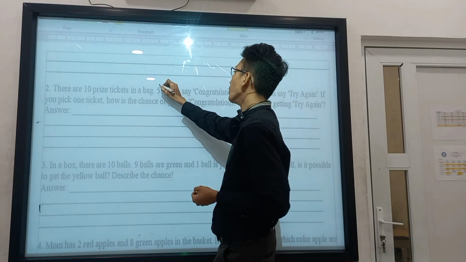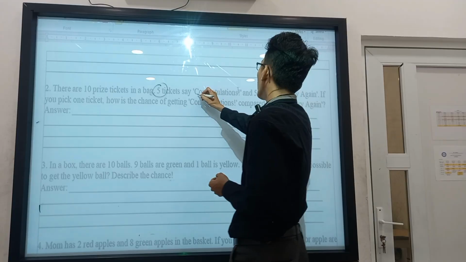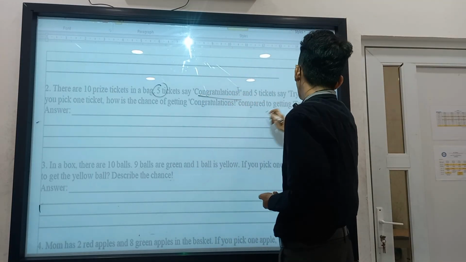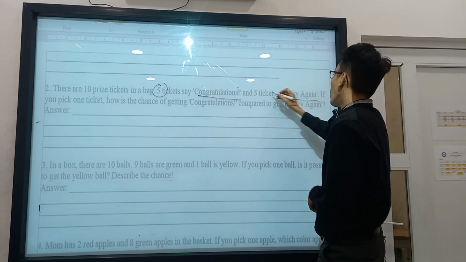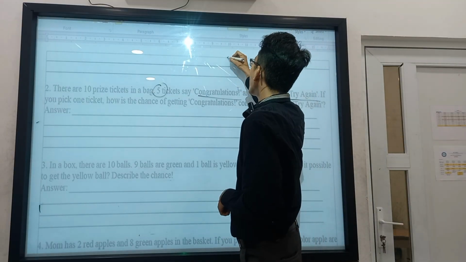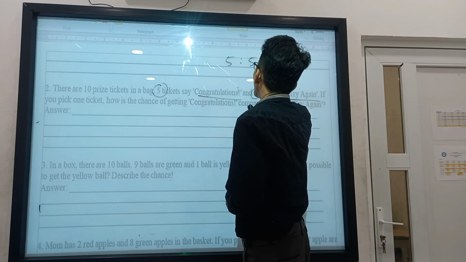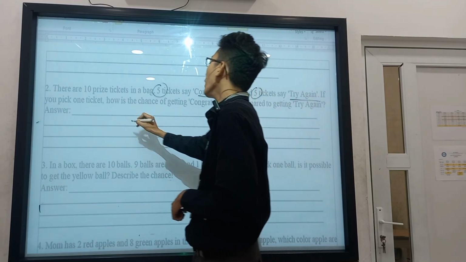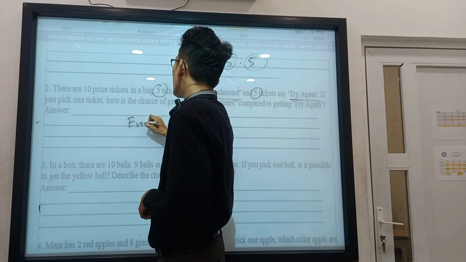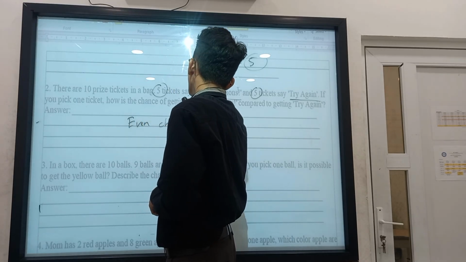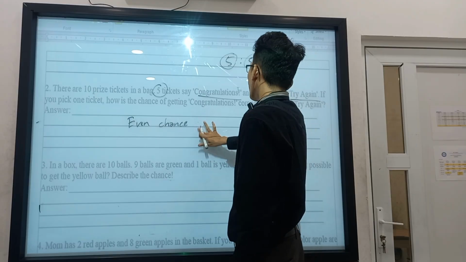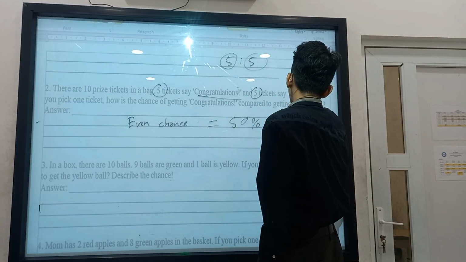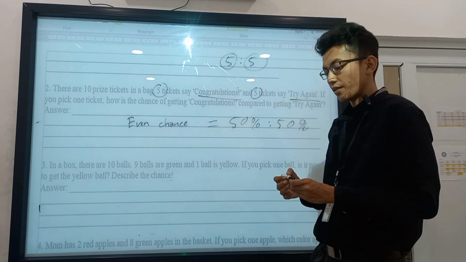Because it is the same number, 5 tickets of congratulations. What is the good outcome, right? That means you win something. Like try again, that means you lose, it is also 5 tickets. So when something has the same number or same chance of happening, it will be even chance. Even chance means something that is 50% and 50%. Yeah, 50-50. It's correct.